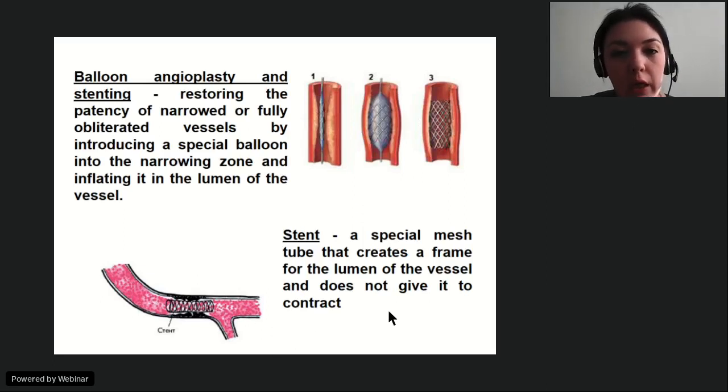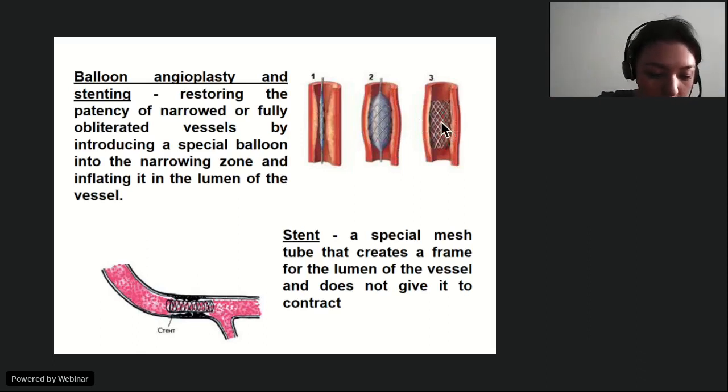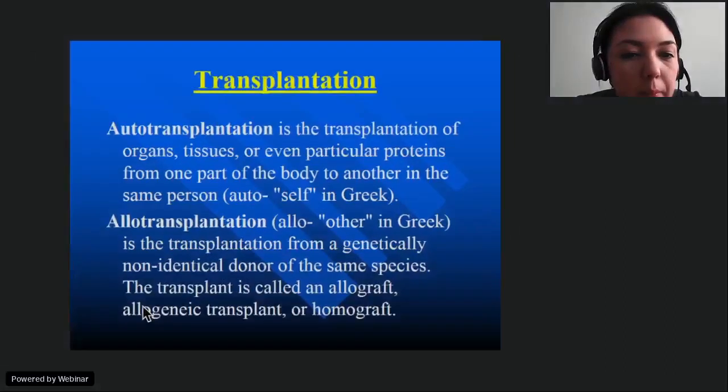So first we inflate the balloon. Together with the balloon, we apply the stent. We deflate the balloon, but the stent stays. So usually this coronary stenting is very popular nowadays, and it is widely used. So usually balloon angioplasty is complemented by stenting.